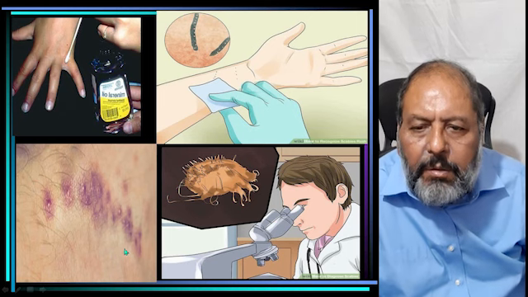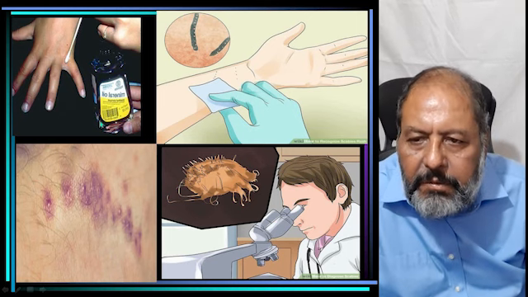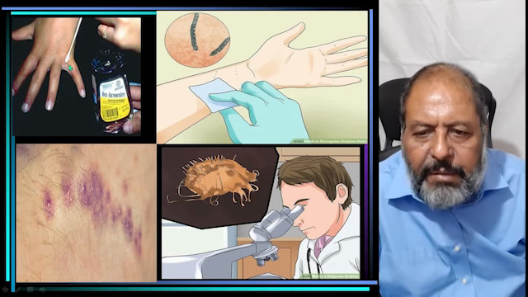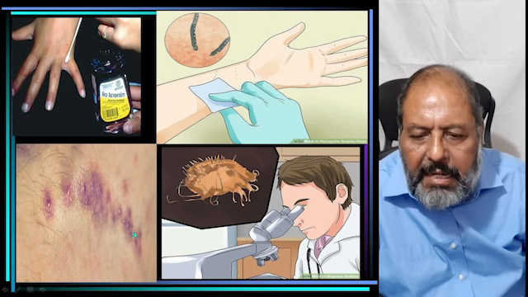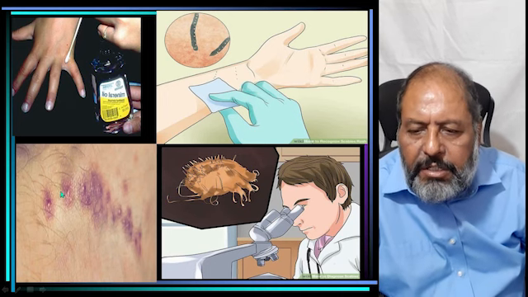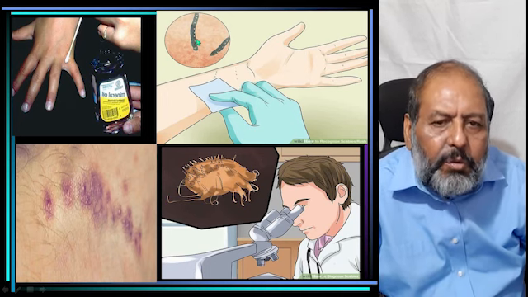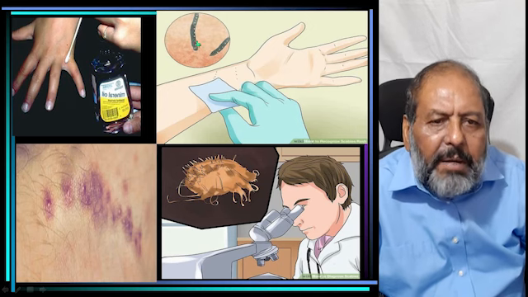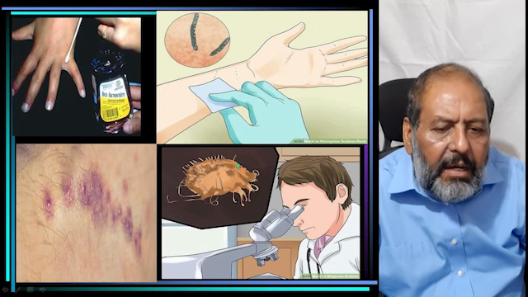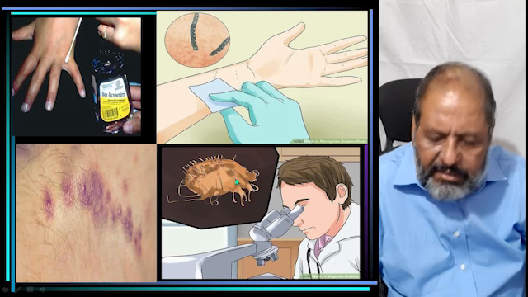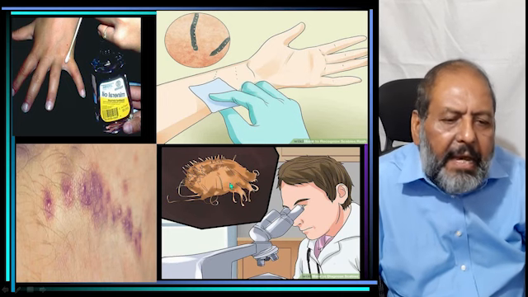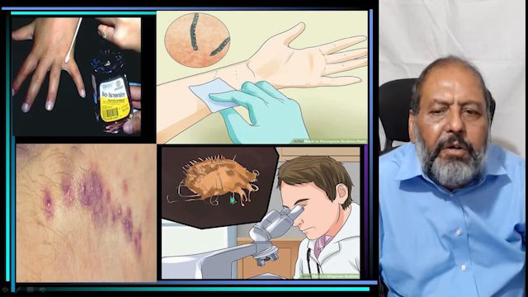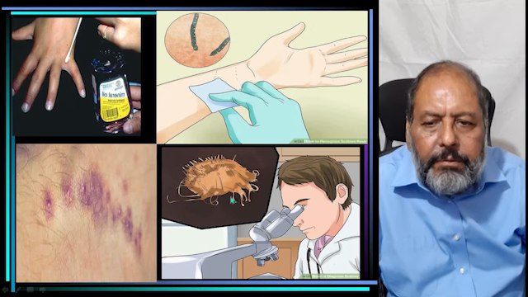So here one can take the sample from the web of the fingers and put the ink to see the burrows, and also one can see the burrows by putting the ink, and then under the microscope one can see the mite or the eggs of the mite to confirm the diagnosis.